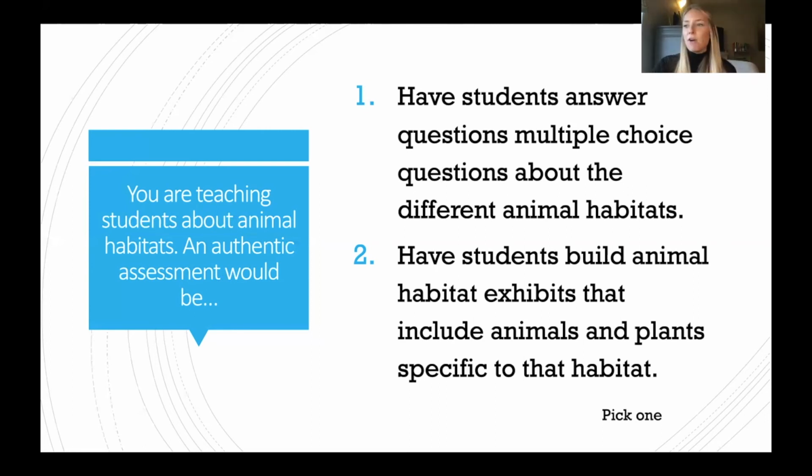Whenever I think of authentic assessments, the key for me is what can students do? So if you're struggling thinking about, I don't know, this is seeming a little bit confusing, whenever I think of authentic assessments, think of what can students do? The actual action.